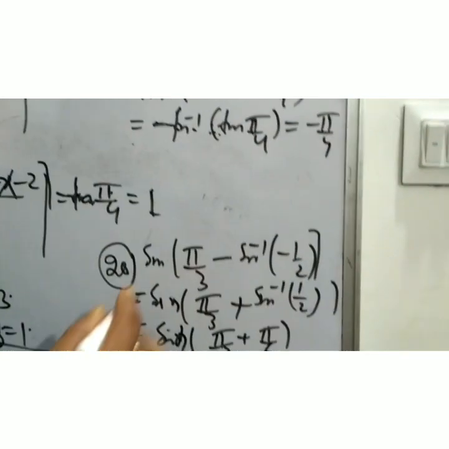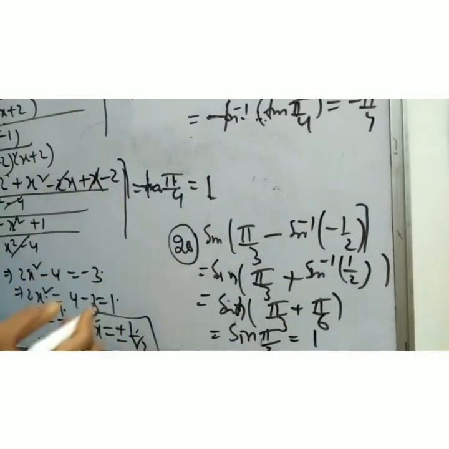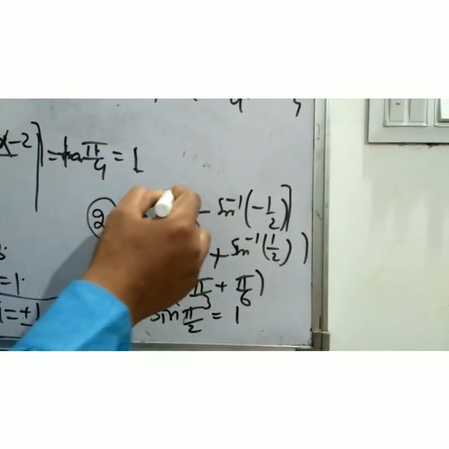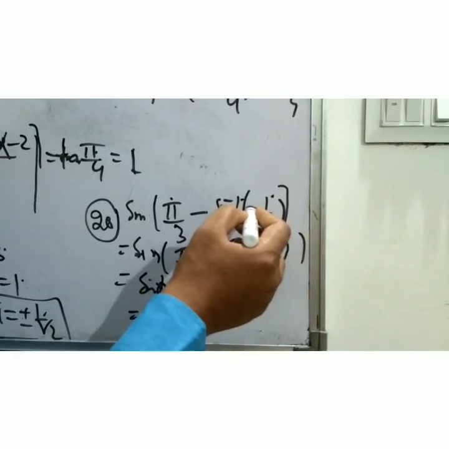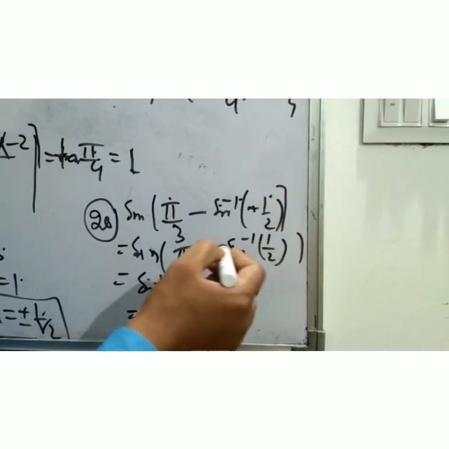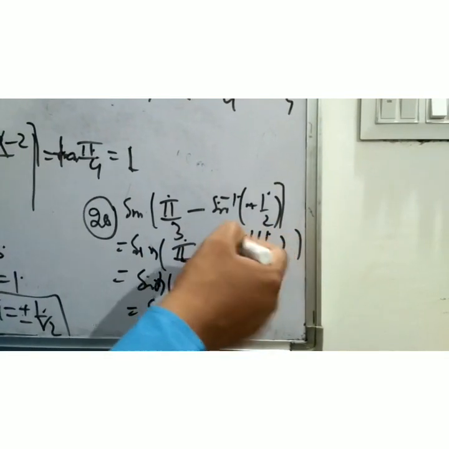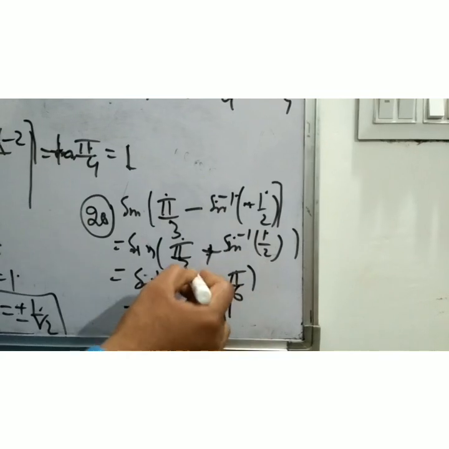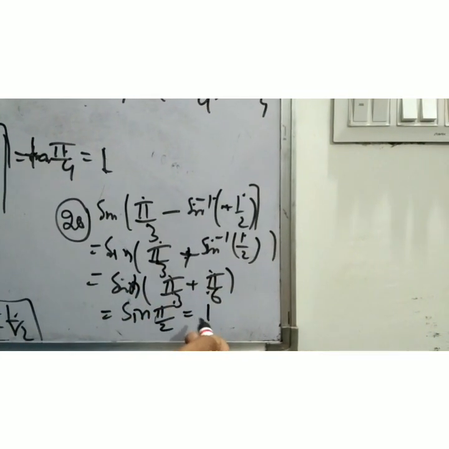Then question number 22, one more very important question. This type of question comes frequently in the examination. It is sin of pi by 3 plus sin inverse of minus 1 by 2. There is a sin inverse of minus theta, so the minus comes to the front side. So it will be pi by 3 plus sin inverse half. We know sin inverse half value is pi by 6. Then pi by 3 plus pi by 6, what value? That is pi by 2. So sin pi by 2 value is 1.